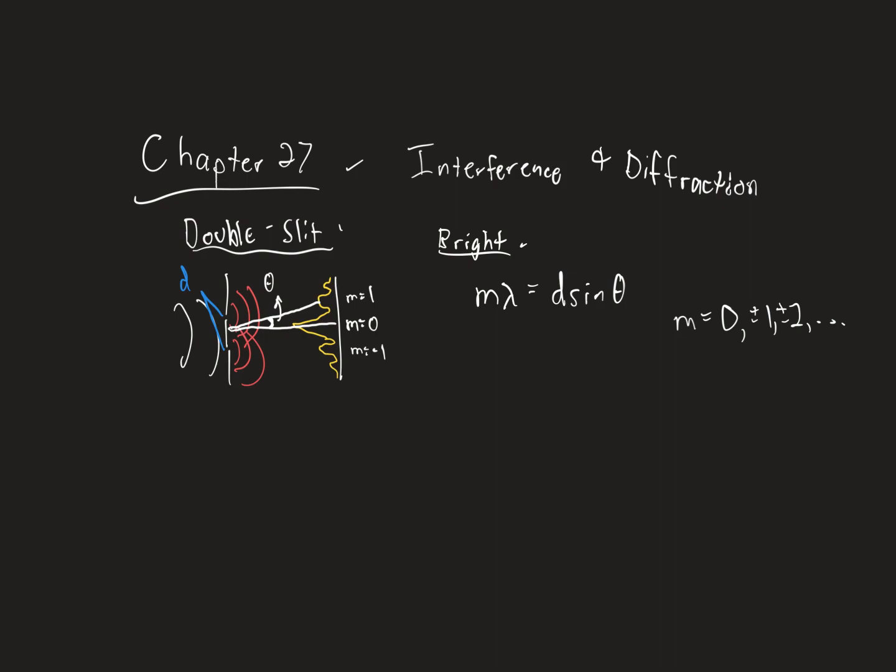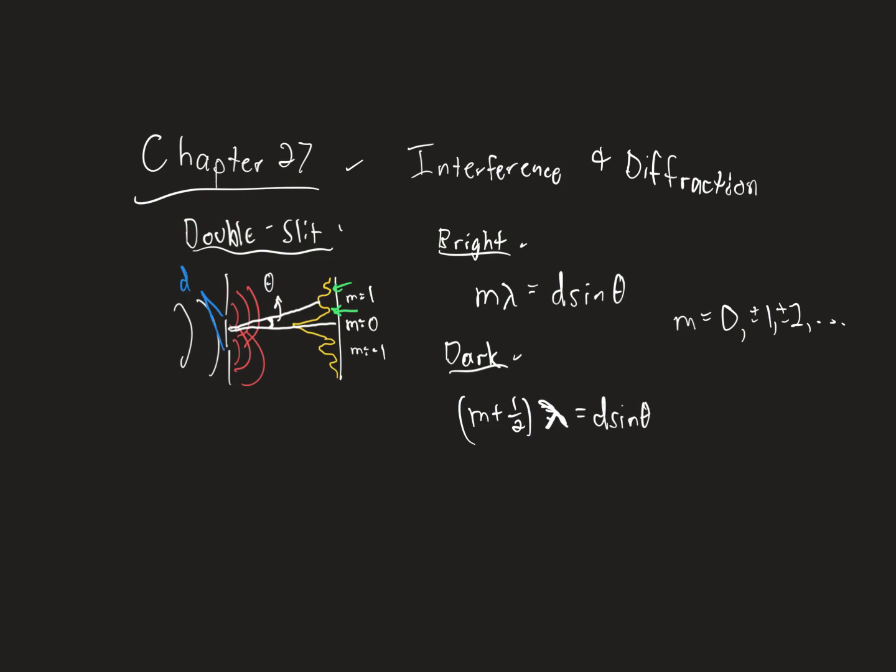So we can predict bright spots. We can also predict where all these dark spots are in the double slit, which are going to be these places where there's less light. So right here and right here. We can predict all of those with an equation too. The equation we use there is m plus 1/2 times lambda equals d sine of theta.